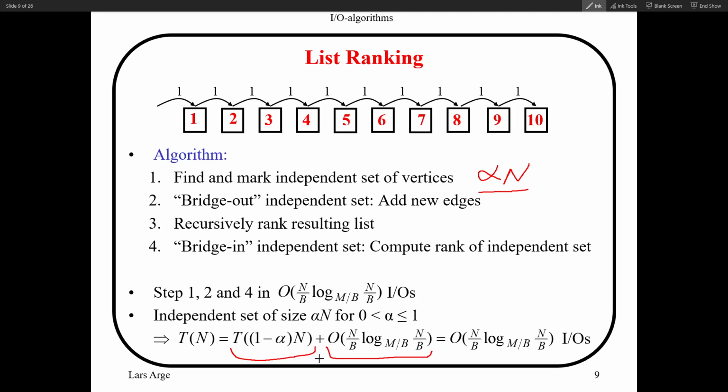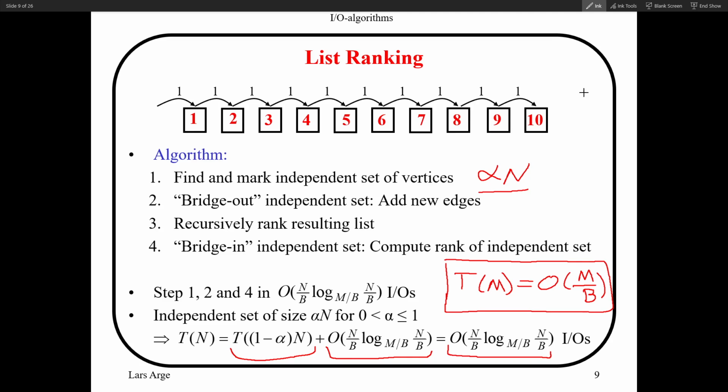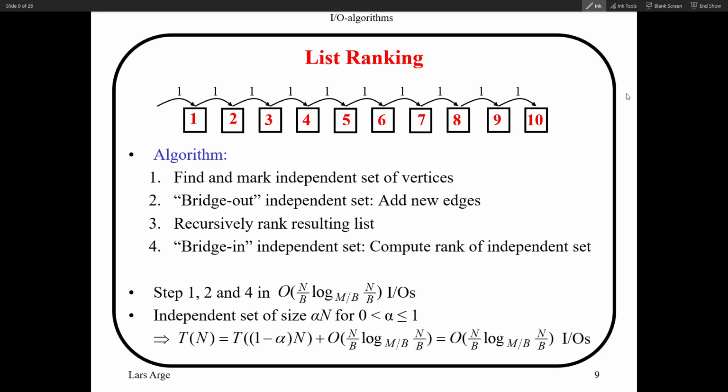It turns out that this recursion solves to this much IO, specifically because T of M is O of M over B. If the linked list fits inside internal memory, I can just read the entire thing using M over B IOs into internal memory and solve it using normal internal memory solutions. With this base case, the recursion will solve to exactly the sort IO bound, so then we'll be done. In the remaining videos, the only thing we need to cover is how to do steps 1, 2, and 4 in sort time.